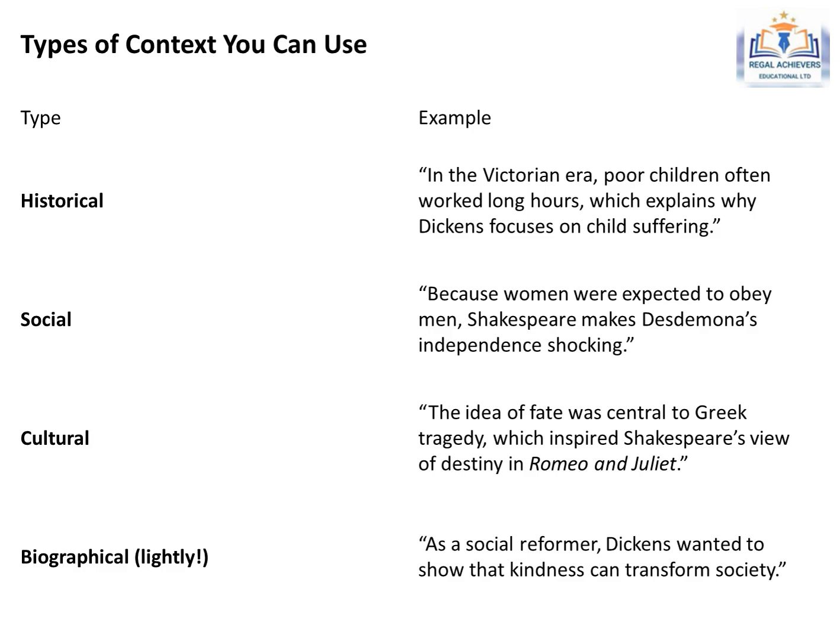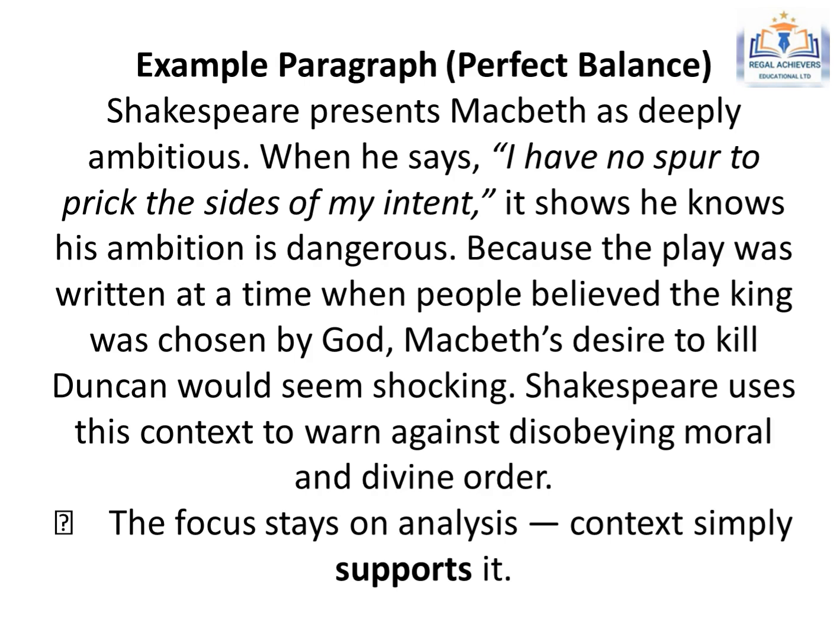Historical example: in the Victorian era, poor children often worked long hours, which explains why Dickens focuses on child suffering. Social: because women were expected to obey men, Shakespeare makes Desdemona's independence shocking. Cultural: the idea of fate was central to Greek tragedy, which inspired Shakespeare's view of destiny in Romeo and Juliet. Biographical: as a social reformer, Dickens wanted to show that kindness can transform society.